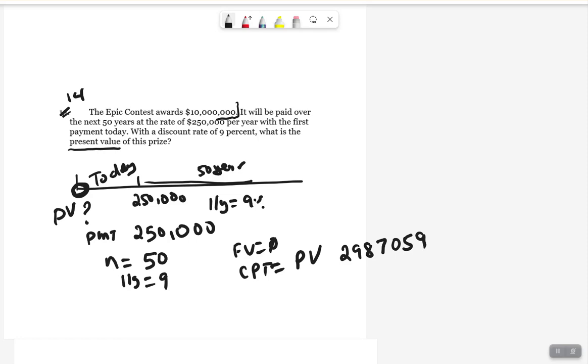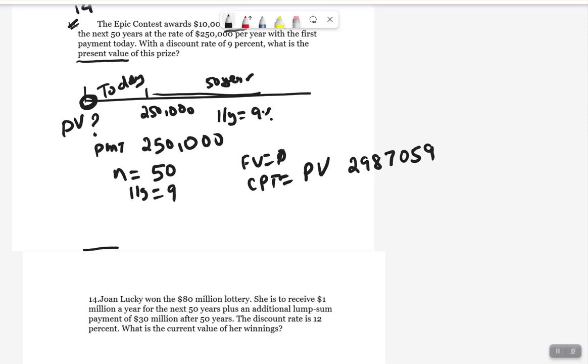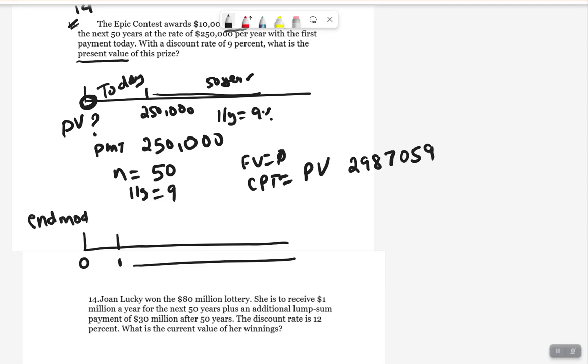In this case, they didn't say whether the payments are due at the begin or end. If the payment is due now, I put it in begin mode. Or there's another way of calculating it. You want to know the present value at year 0. If you put it in end mode, you should get a similar answer. So in this case, everything is in end mode.